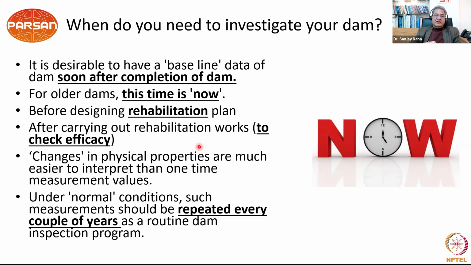So after carrying out rehabilitation, changes in physical properties are much easier to interpret than one-time measurement values. So it's always good to repeat these measurements at a particular duration. They can be every couple of years or 5 years, depending, of course, on the criticality and importance of the dam. But ideally, we should keep repeating these measurements, because once we see change from, let's say, year 1 to year 1+5, we will know how the dam is deteriorating in this particular period.